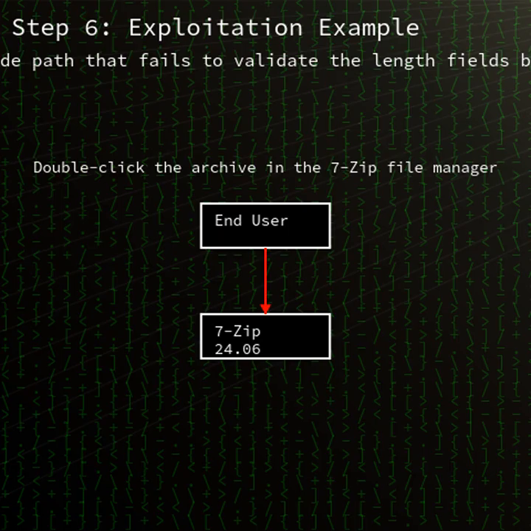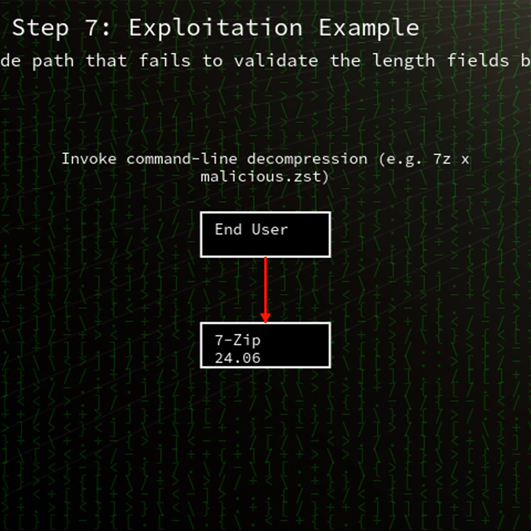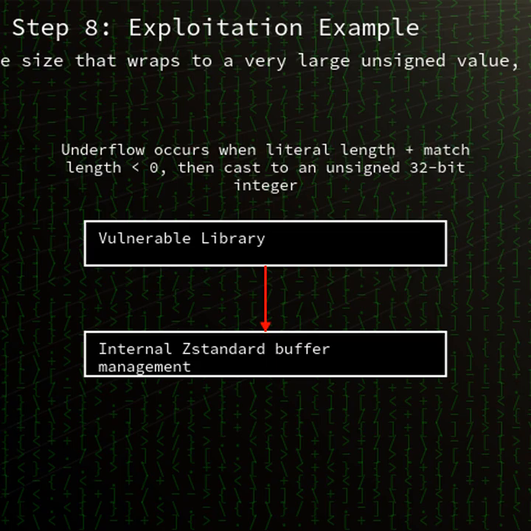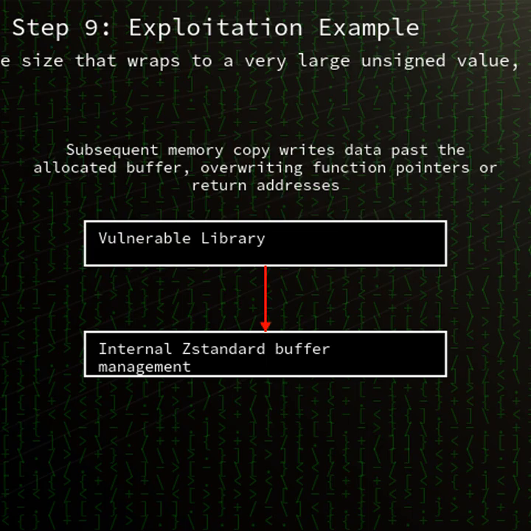process. When 7-Zip processes a maliciously crafted Zstandard archive, the decompression logic fails to check a length field before using it to allocate or copy memory. If the input value is too small, it wraps around past 0, an integer underflow, causing the code to write outside intended memory bounds. An attacker hosting or distributing a poisoned .zst file can trigger this condition.